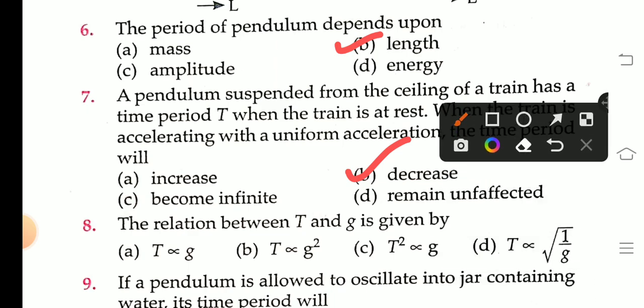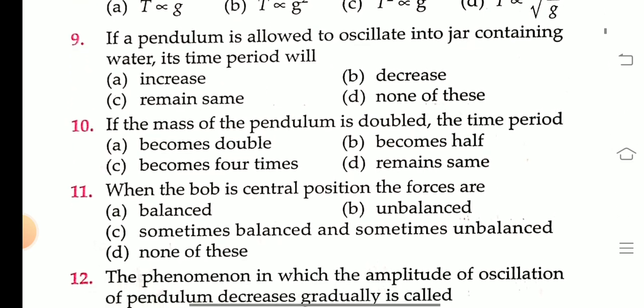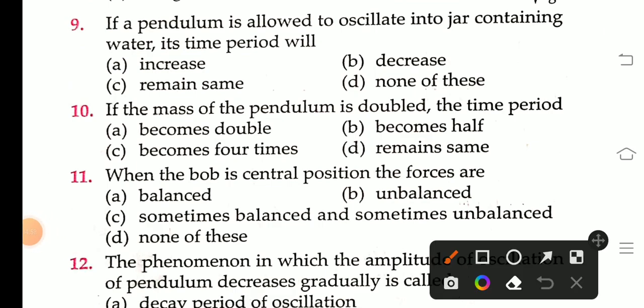Next, the relation between T and g is given by. Right answer will be option D. T varies as root 1 by g. Next, if a pendulum is allowed to oscillate in a jar containing water, its time period will. Right answer option A. Increase.